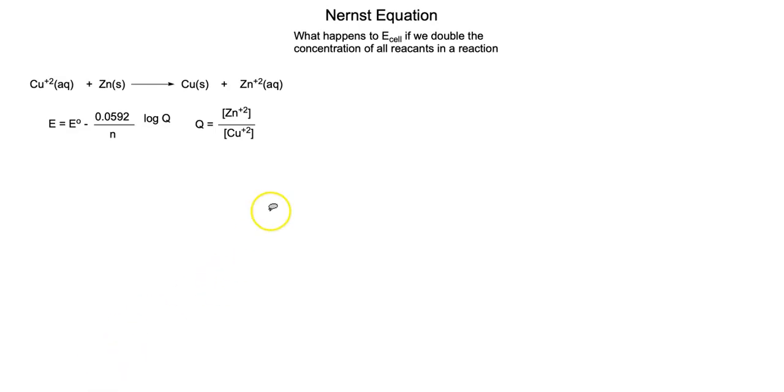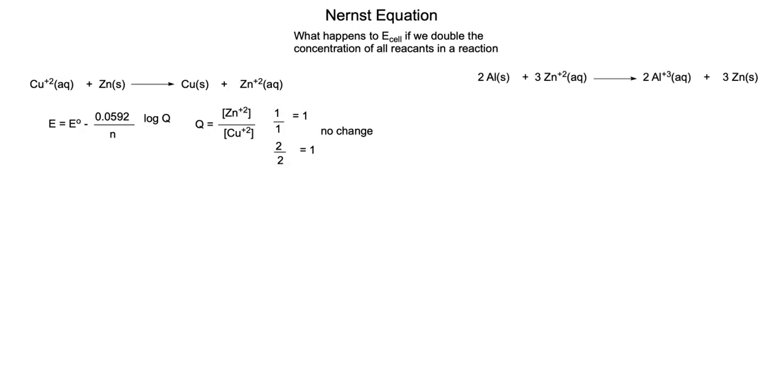Now, if we try to answer the question, what happens if we double the concentration of all reactants in the reaction? The best way to do this is to pick simple numbers and look at the values we get for Q. So first I'm going to start with making all my concentrations 1. If I do that, that gives me 1 to the first power divided by 1 to the first power, which equals 1. Now I'm going to double everything, so I'm going to make all my concentrations 2. That's going to give me 2 to the first power divided by 2 to the first power, which is also equal to 1. So this doesn't change the value of my Q, so there's no change in the value of the Ecell.